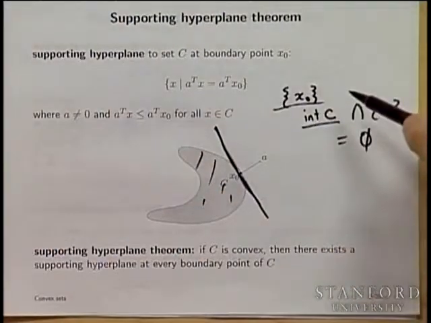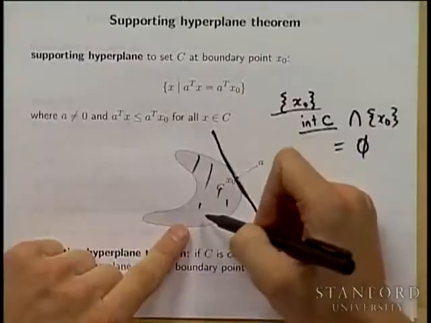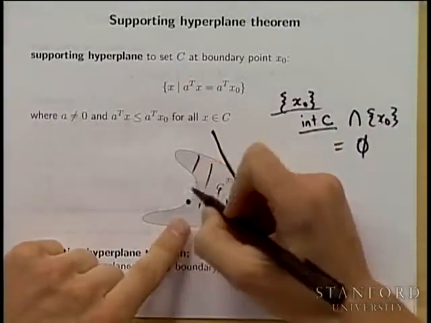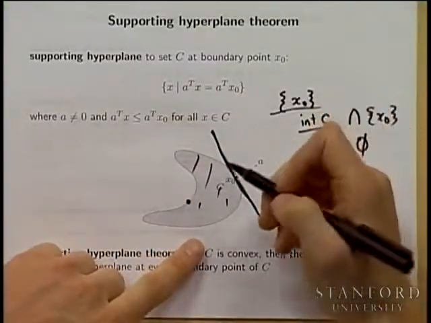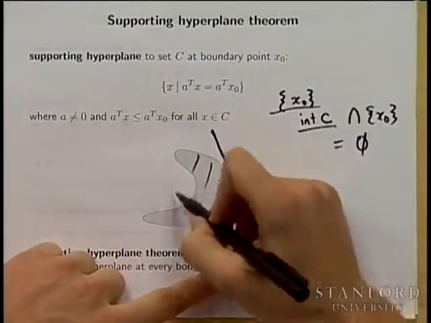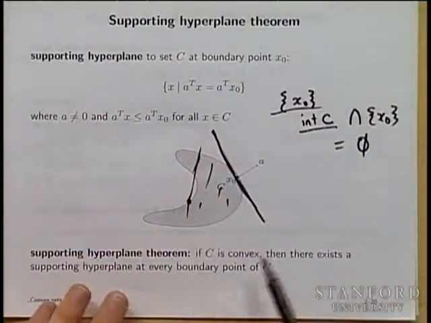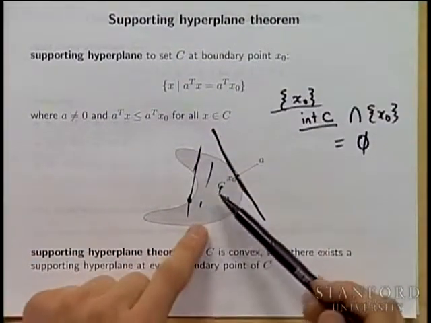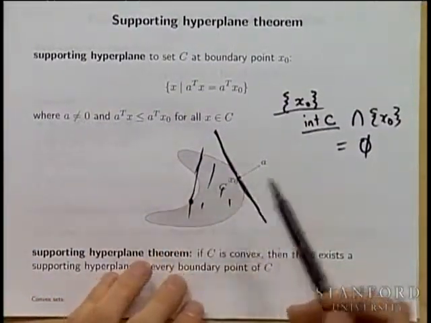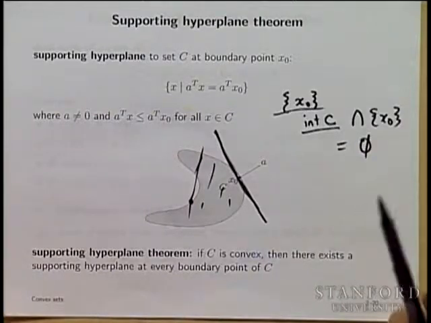You had a question over there? Convexity? How did I use the convexity? So it's actually used in the proof. So if this is a non-convex set, and if I have a point here, I cannot find a supporting hyperplane, because any line through here is actually going to cut through the set. So the theorem says that if C is a convex set, then at any boundary point, I can find a supporting hyperplane.